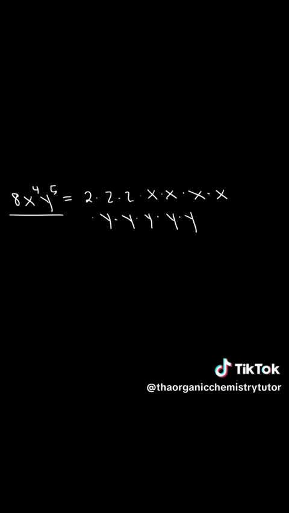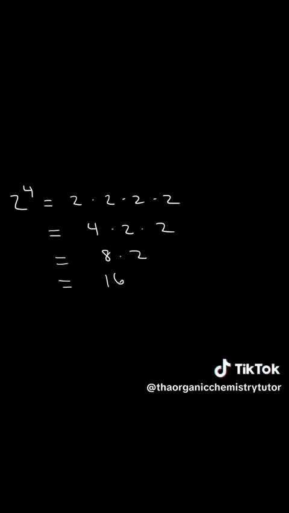Here's another example. Go ahead and expand this one. Let's say we have 9c to the 4th d to the 3rd. 9 is 3 times 3. C to the 4th is c times c times c times c. D to the 3rd is d times d times d. So that's how you can expand certain monomials.